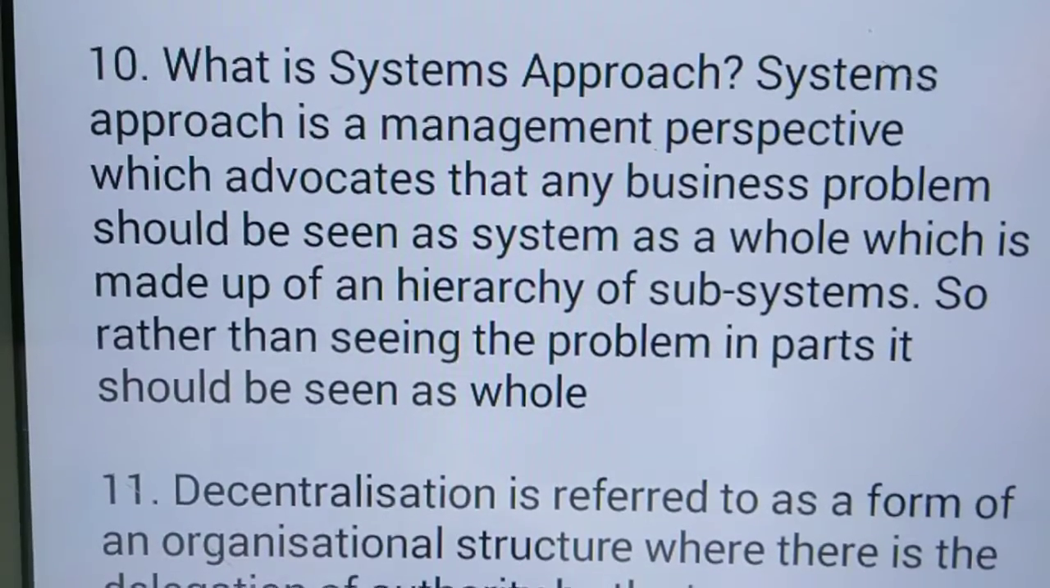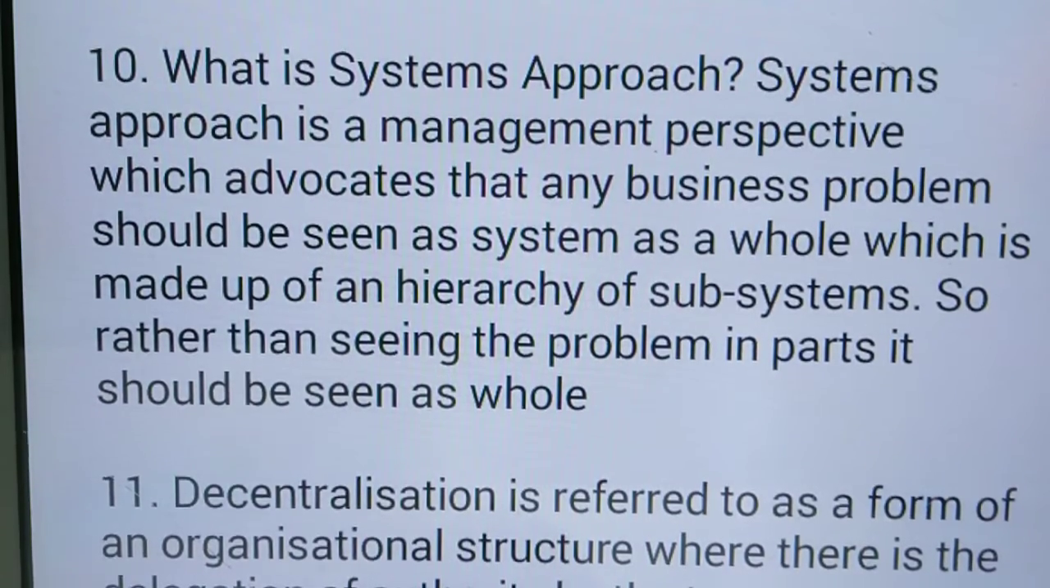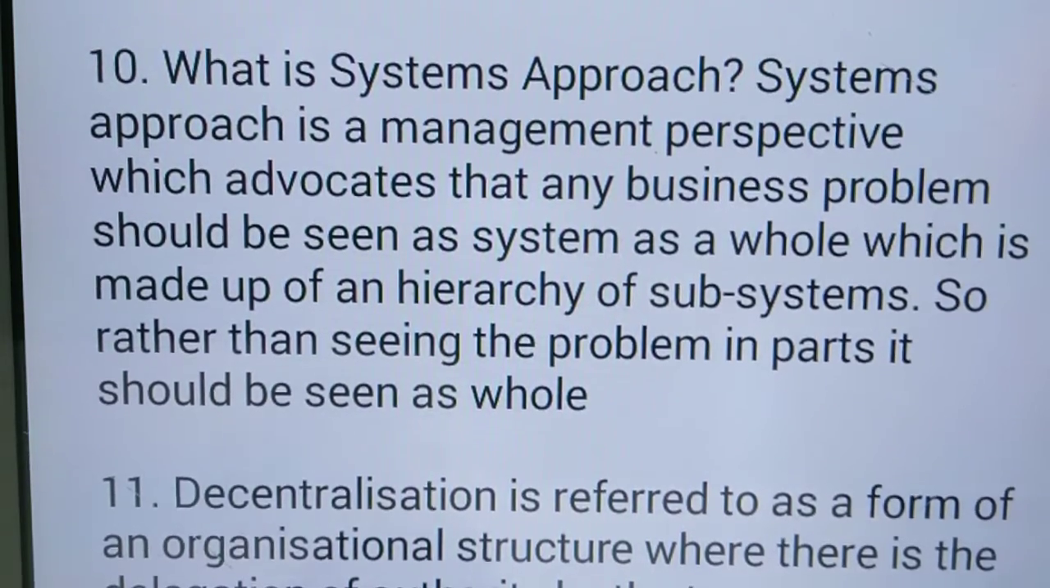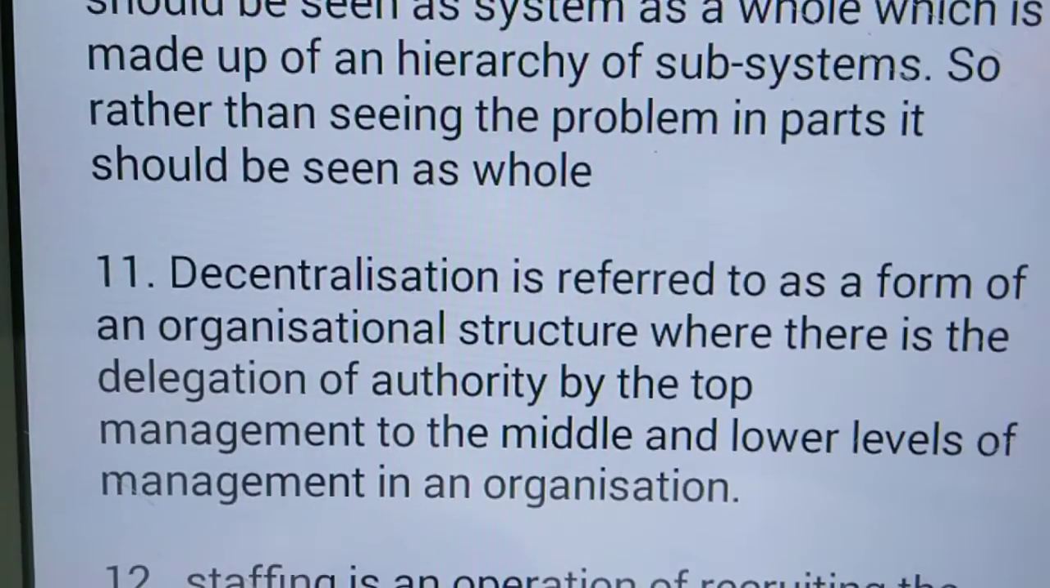What is system approach? It means the management perspective which advocates that any business problem should be seen as a system as a whole, which is made up of a hierarchy of subsystems. So rather than seeing the problem in parts, it should be seen as a whole.